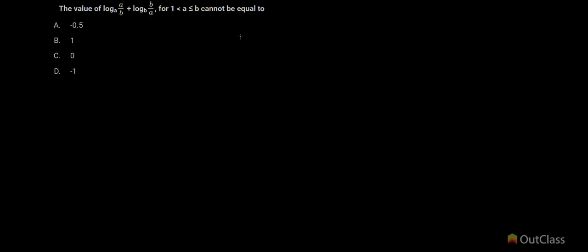The value of log of a by b to the base a plus log of b by a to the base b, for 1 less than a less than or equal to b, cannot be equal to which of the following options? Now, one thing I'll say at the start is usually there is a range of values possible, and that range is usually continuous, which means that the one option out of the 4 that falls outside the range is either the lowest or the highest.